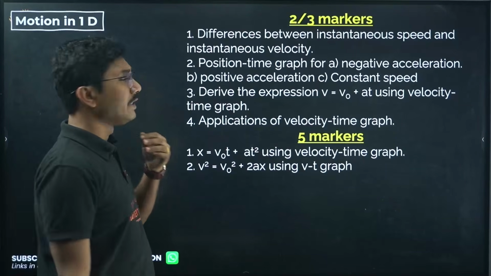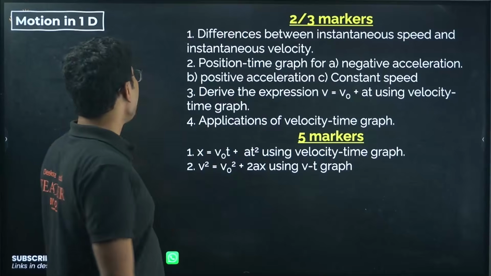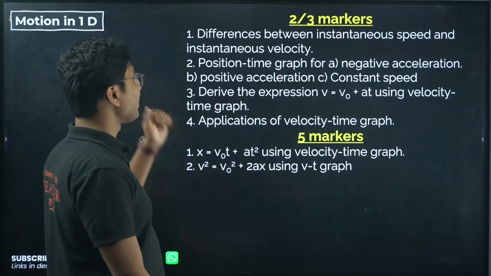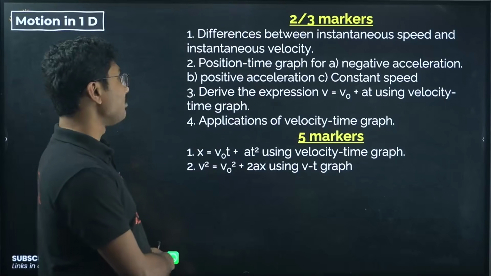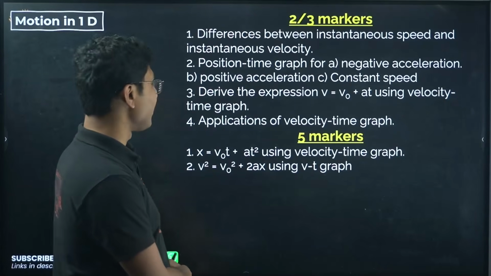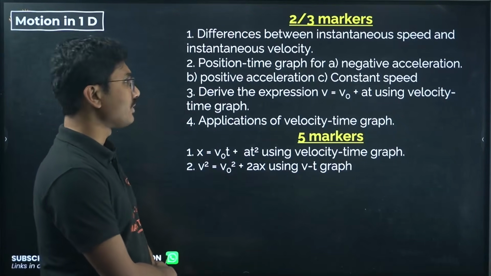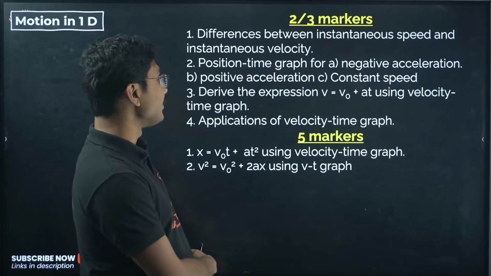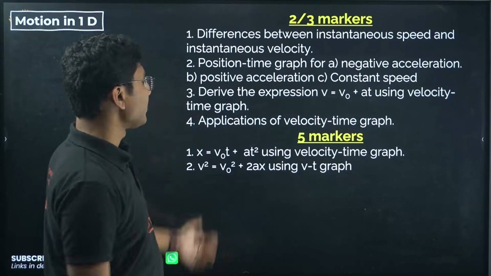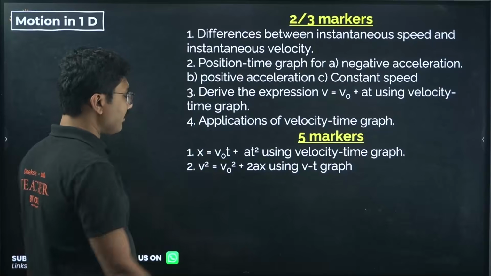Next, motion in a straight line, also called motion in one dimension. Differences between instantaneous speed and instantaneous velocity. Position time graph for negative acceleration, positive acceleration, constant speed. Derive the expression v equals u plus at using velocity time graph. Applications of velocity time graph, all of these are very important.